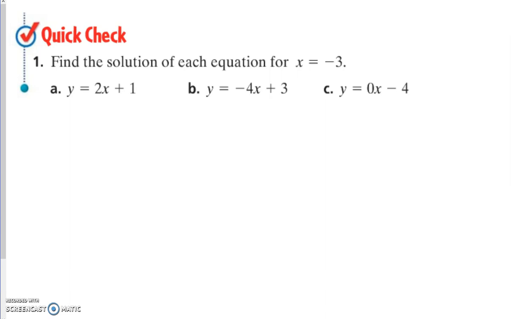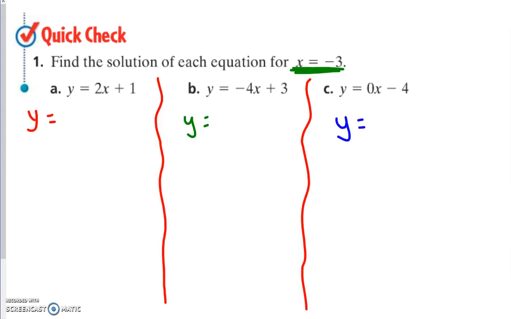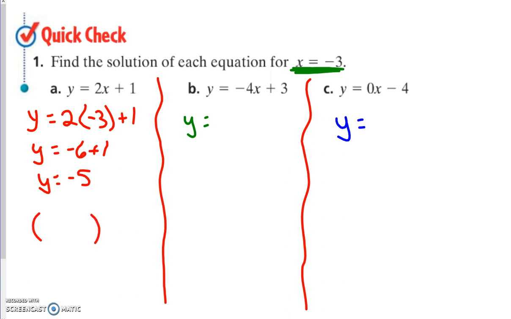Your job is to try all three of these. It says for all three of them, substitute -3 in for x. So try all three of them, pause the video, then start the video back up when you're ready to check your answers. So in letter A here, y equals 2 times, well, they wanted x to be -3 plus 1. So y equals -6 plus 1, and y would then equal -5. Now I'm not done. I have to write my solution. The solution, in this case, when x is -3, y is -5.